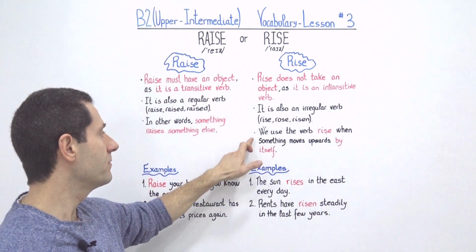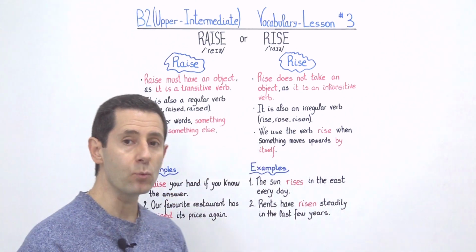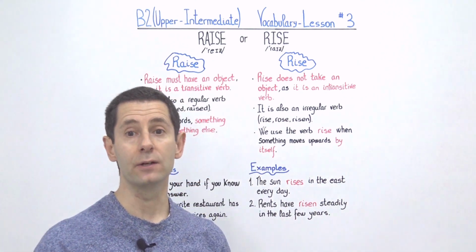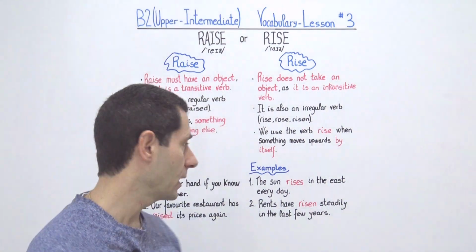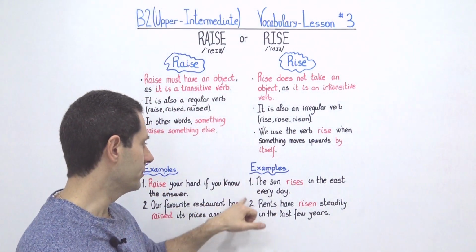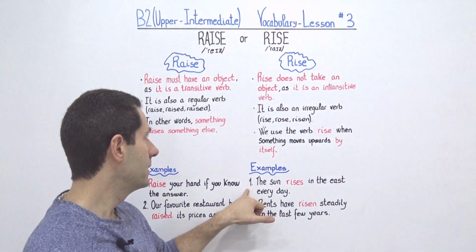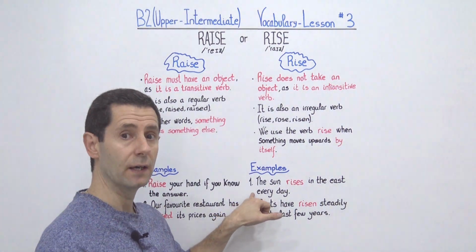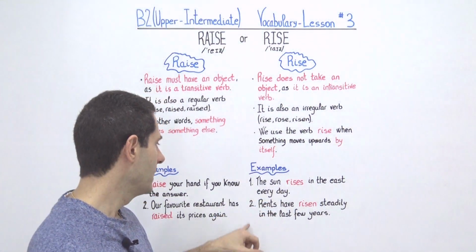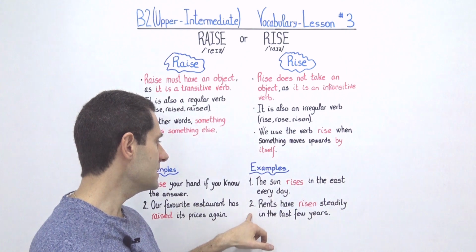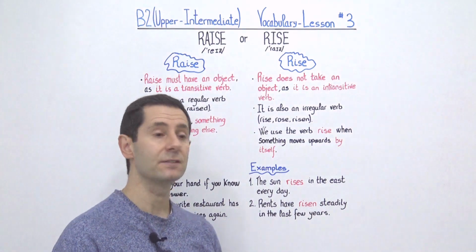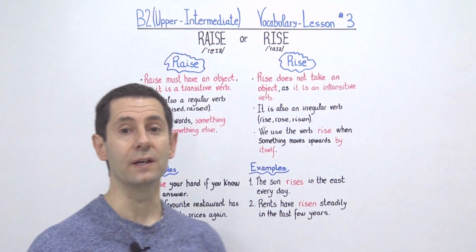Now, we use the verb rise when something moves upwards by itself. In other words, you don't need an object. Now let's see some examples. Number 1, the sun rises in the east every day. You don't need an object. And number 2, rents have risen steadily in the last few years. Again, you don't need an object.